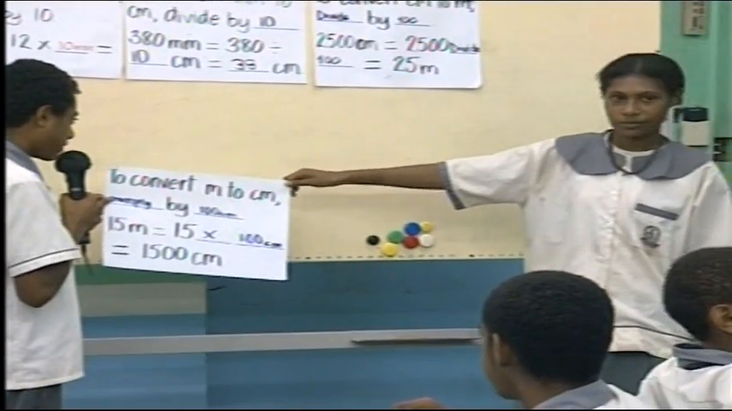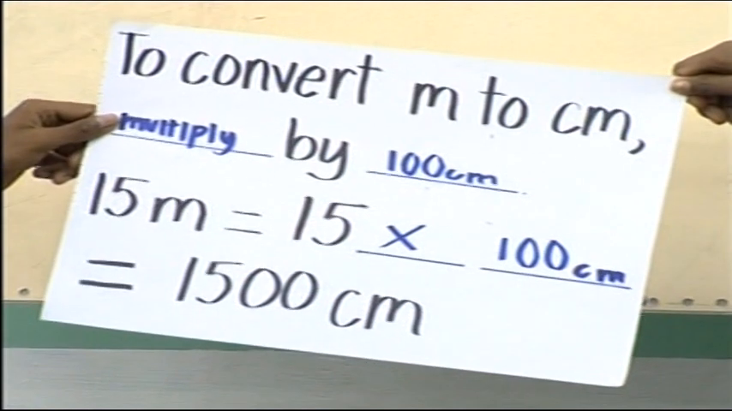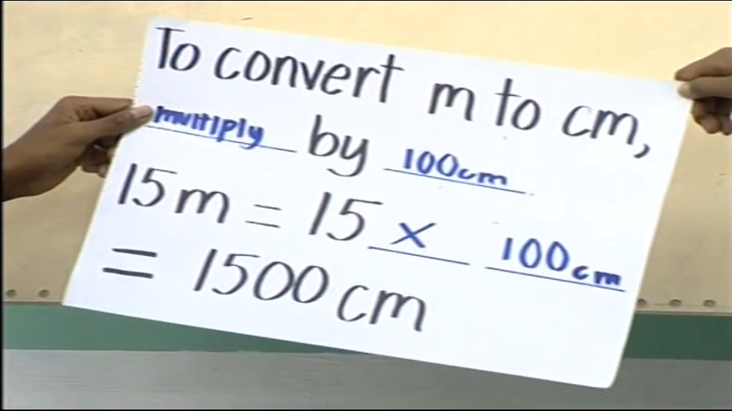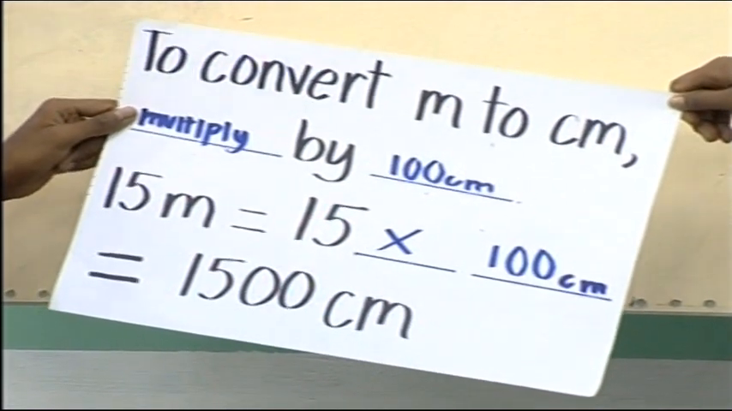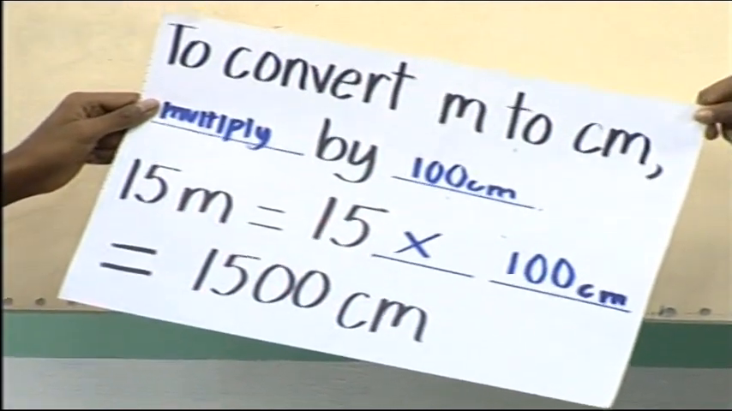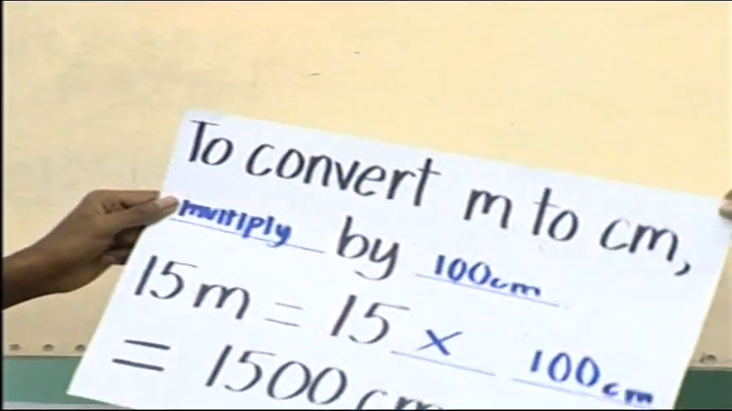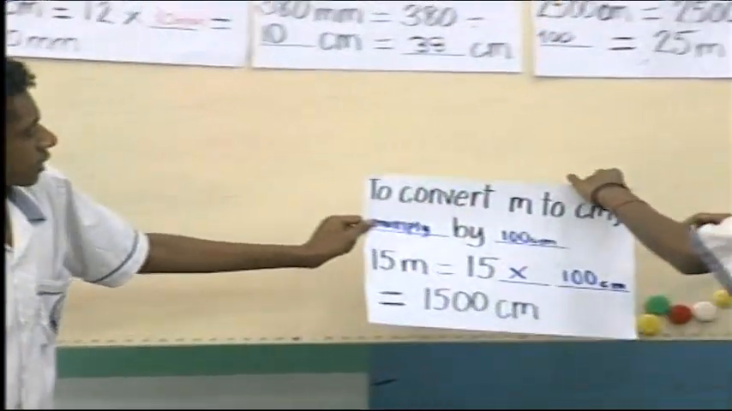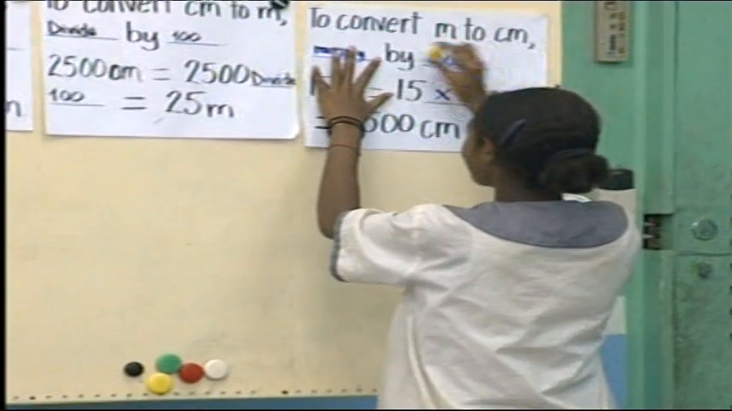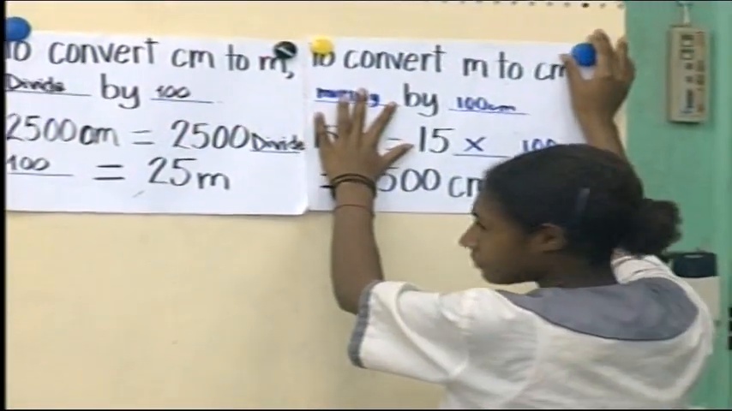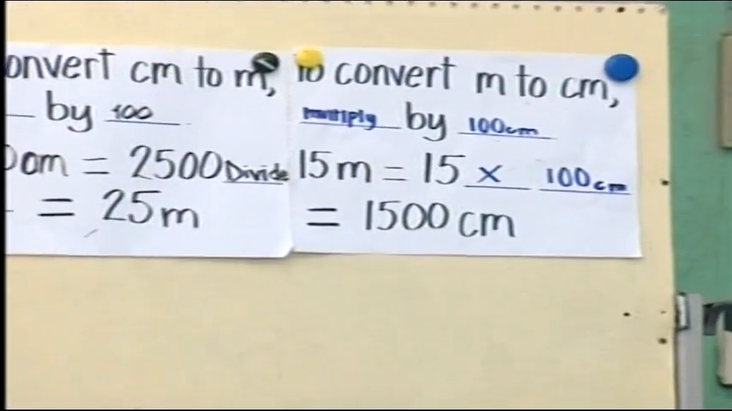To convert meter to centimeter, you have to multiply by 100. As you can see, 15 meters equals 15 times 100, and that equals 1,500 centimeter. Okay, thank you, group 4. Next group, quickly. That group at the back.